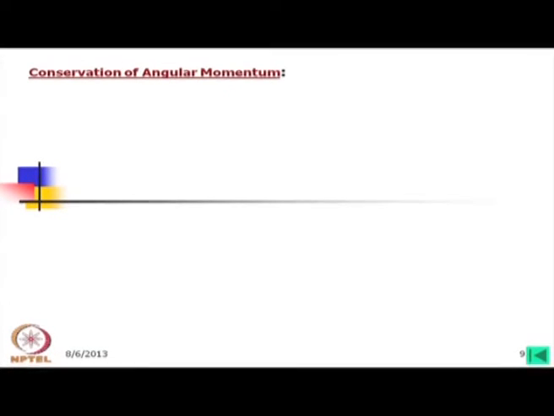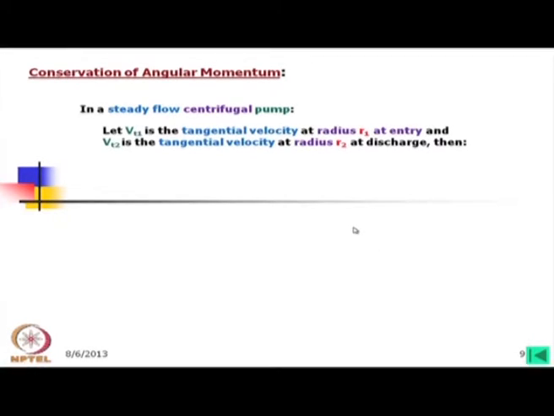Conservation of angular momentum. In a steady flow centrifugal pump, let V T 1 be the tangential velocity at radius r 1 at entry. If you think of the centrifugal pump, then you will find that entry is towards the center and outlet is towards the outer periphery.